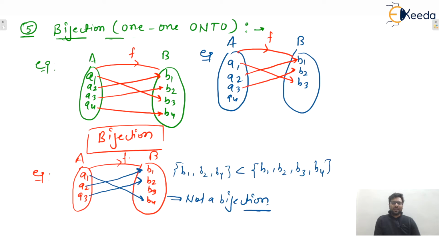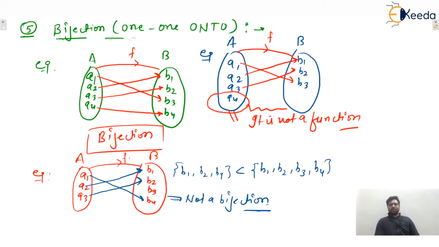Also the range is equal to the codomain, but remember, here one element inside set A is unmapped, and that is not allowed in a function. So overall it is not a function. Why? Because no element inside set A should be unmapped. Every element of set A must be mapped with the elements of set B, then only we can say that it is a function. Otherwise it is not a function. I hope this one is clear to everyone.